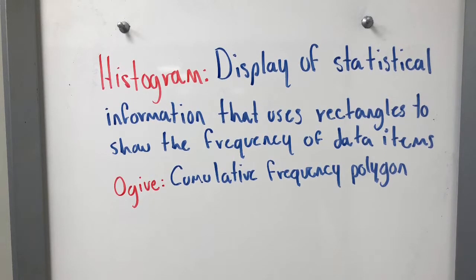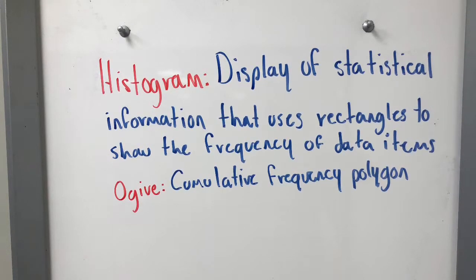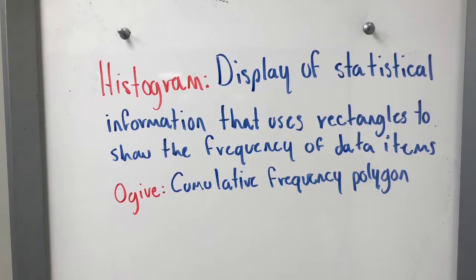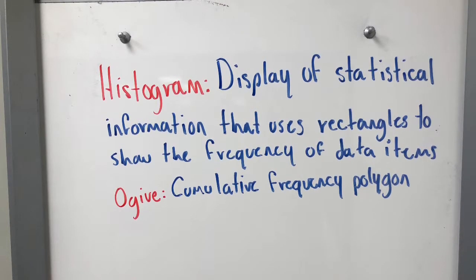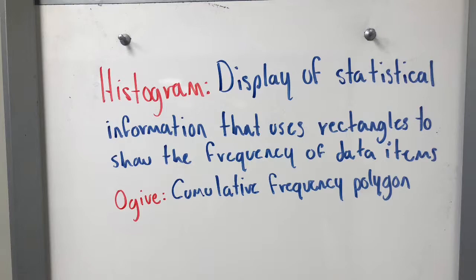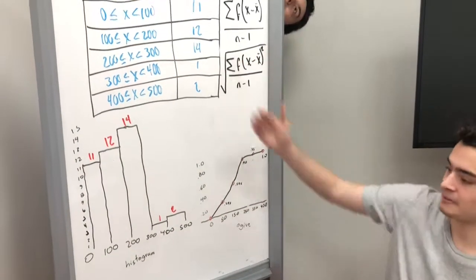An ogive, sometimes called a cumulative frequency polygon, is a type of frequency polygon that shows cumulative frequency. In other words, the cumulative percents are added on the graph from left to right. This is the visual representation we have of the data.